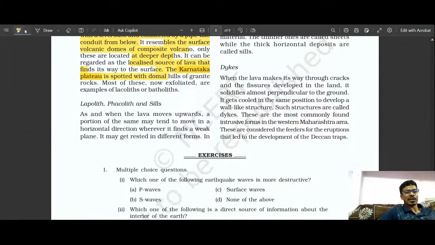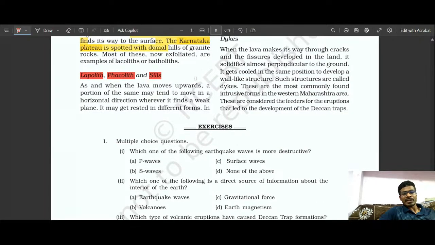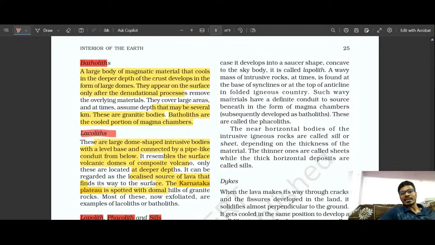Another one is the lapolith, phacolith, and sills. As and when the lava moves upward, a portion of it may tend to move in a horizontal direction. Whenever it finds a weak plane, it may get rested in different forms. In case it develops into a saucer shape, concave to the sky, the body is called a lapolith.